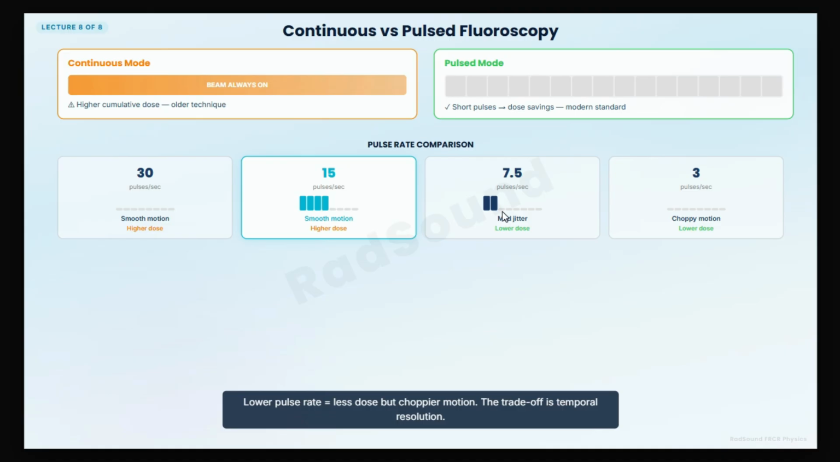We are trading off. If the rate is 3.75, half of 7.5, usually the motion is going to be choppy, but with the lowest dose. If the other parameters such as the size of the patient, the timing taken, and everything cumulatively are all being monitored, the dose is going to be less, but there will be a problem with the motion.